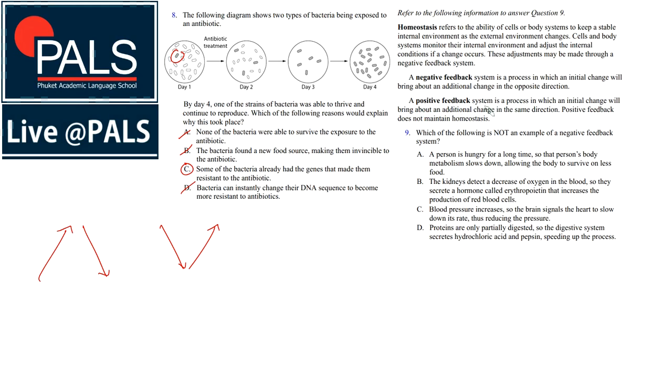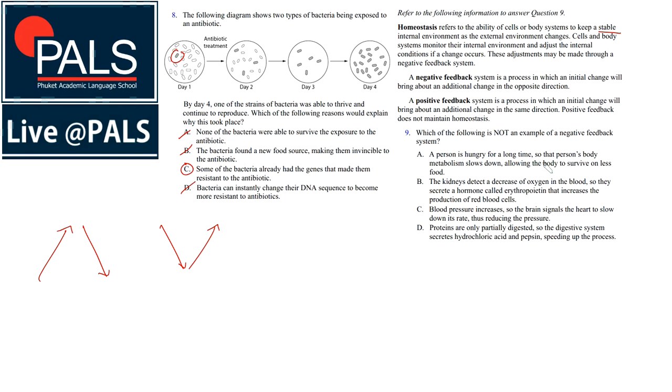Positive feedback system is a process in which an initial change will bring about an additional change in the same direction. Positive feedback does not maintain homeostasis. It usually leads to extremes. There are a few examples in organisms where positive feedback is needed or sometimes applied, but for homeostasis, to keep our body systems and our internal environment stable within narrow limits of set points, our body uses negative feedback systems. Which of the following is not an example of a negative feedback system?